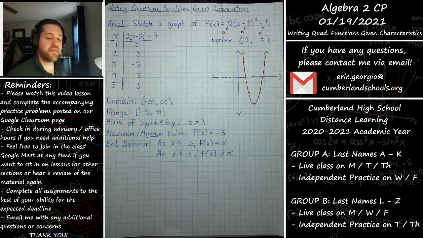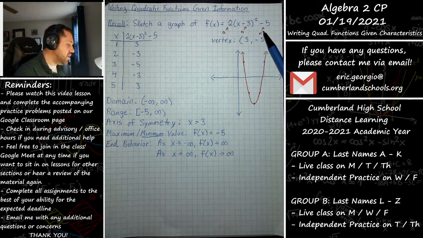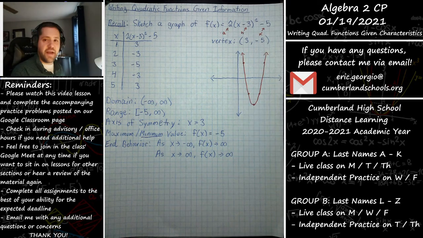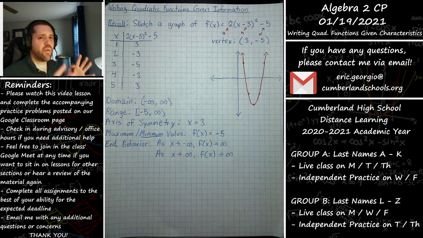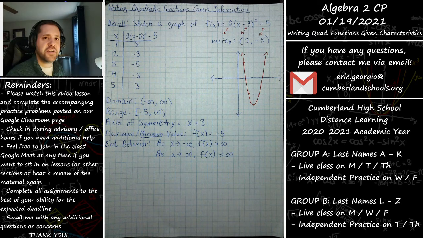Today, what we're going to be doing is writing quadratic functions given information, meaning that we're almost going to be going backwards, whereas before I asked you to sketch a graph of this particular function and you'd have to go through all the steps to do so. And now we're going to say, hey, if a quadratic function has, say, this vertex and goes through this point, could you actually tell me what that function is? And we'll talk about how to do that today.